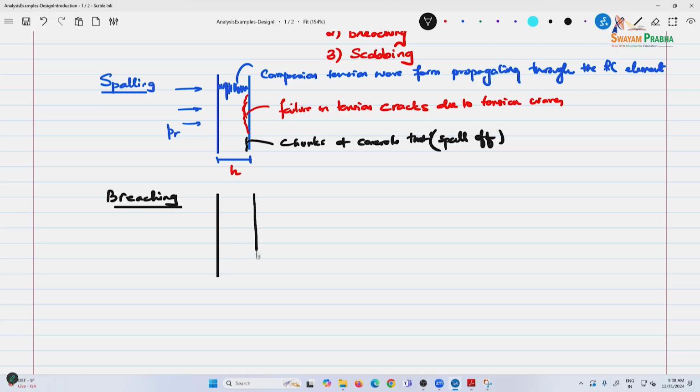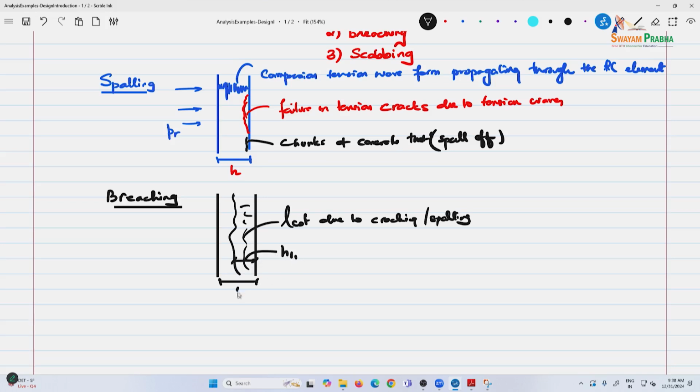Breaching is when you have loss of material. This part is lost due to damage or due to cracking and spalling. That is breaching when this depth H1 is greater than or equal to H by 2, then you say the concrete has breached. So, the RC element has breached.